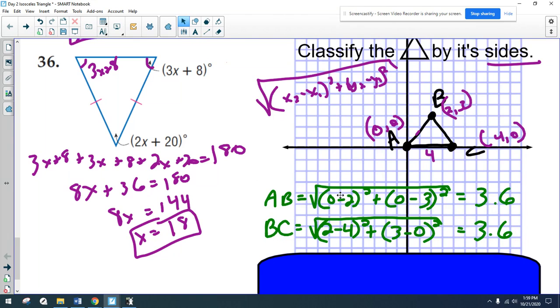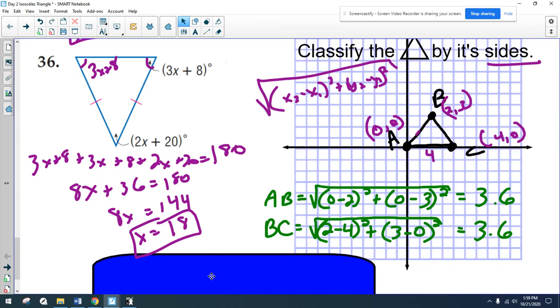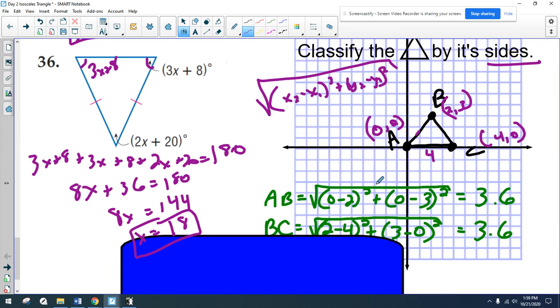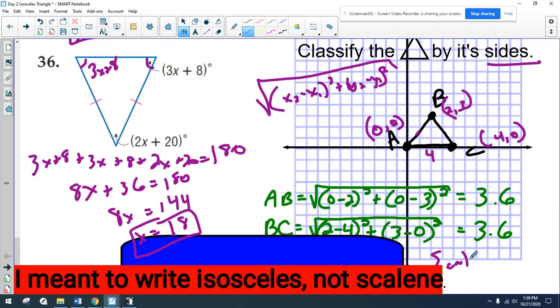AB, I plugged in 0, 0 and 2, 3, got 3.6. BC, I plugged in 2, 3 and 4, 0, and also got 3.6. So I've got 4, 3.6, and 3.6. So I've got 2 equal sides. If you have 2 equal sides for that one, this one is going to be scalene. Please do not just go by looks. It's going to be hard to tell. This kind of looks like all 3 might be equal. So make sure you plug it into your formula and find it.